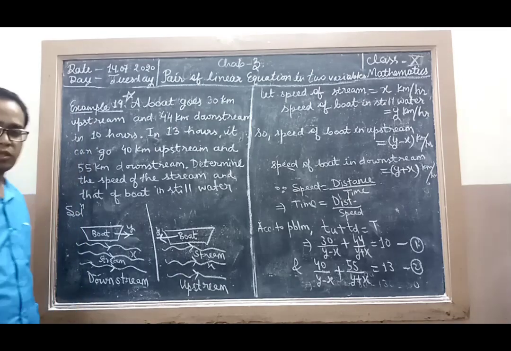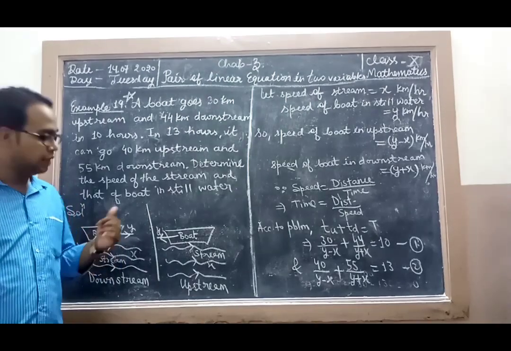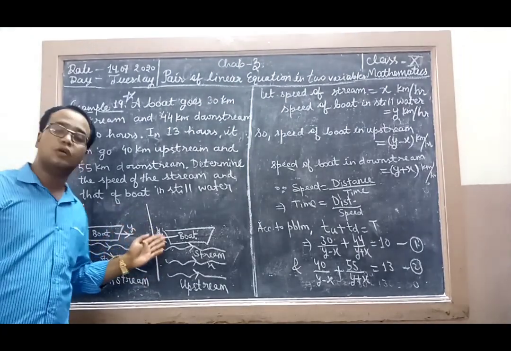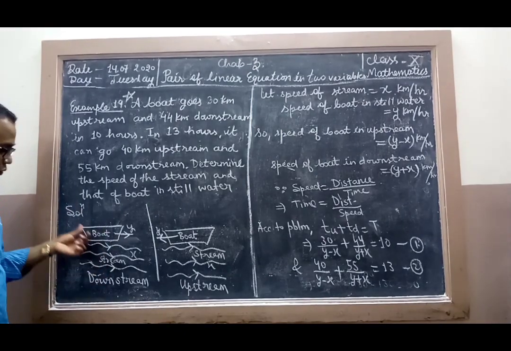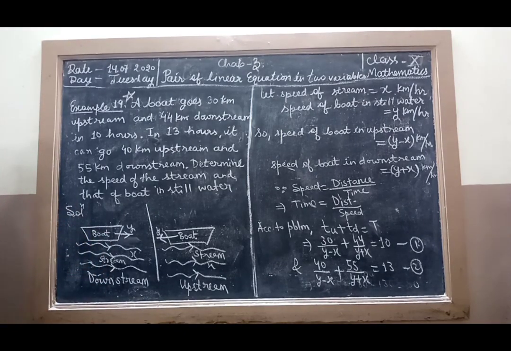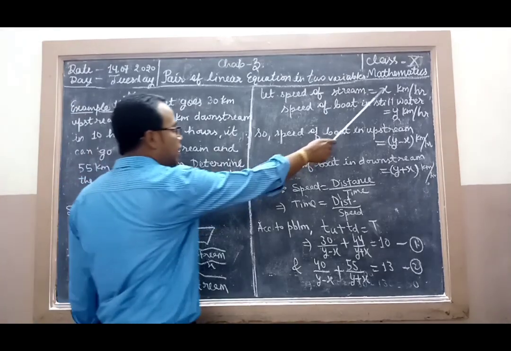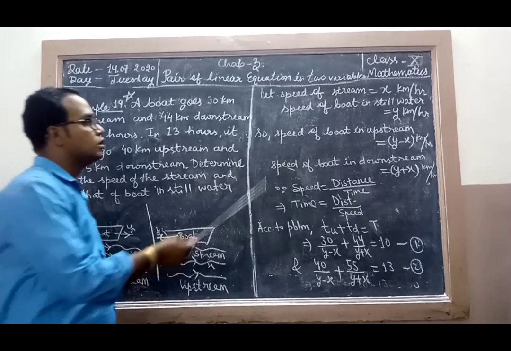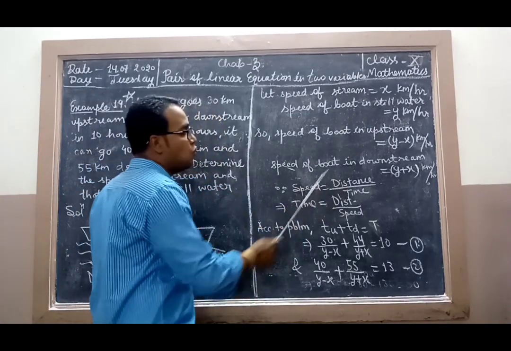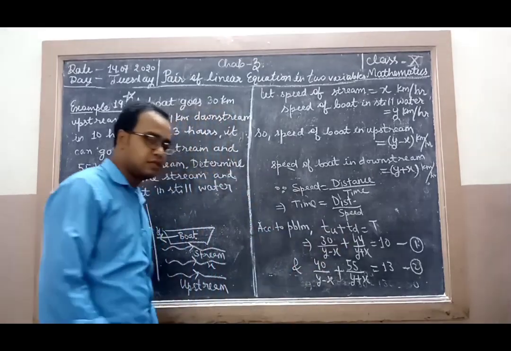So in this figure, the boat is rowing upstream. If the direction of boat and direction of stream are opposite to each other, then we say the boat is rowing upstream, and if the direction of boat and stream are same, then we say the boat is rowing downstream. Now move towards the question. Let the speed of stream be x km/h and the speed of boat in still water be y km/h. So the speed of boat in upstream is y minus x, and in downstream y plus x.